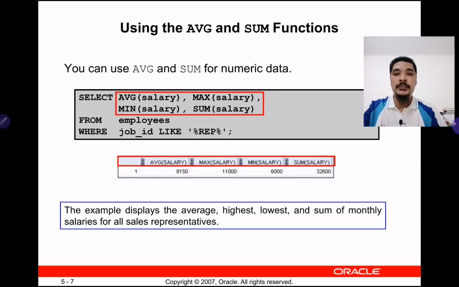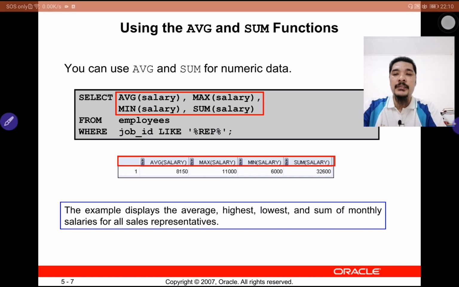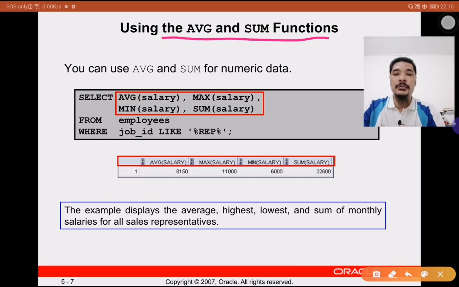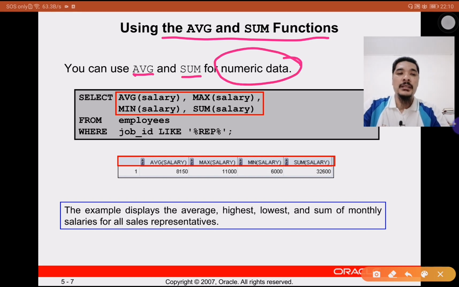You can use the AVG and also SUM functions. Alright, so please be careful. You can use AVG and SUM for numeric data only, number only. You cannot use AVG and SUM for character and also dates, because you need to count something. So when we need to count, we use only numeric data.